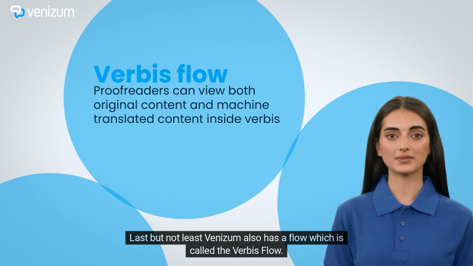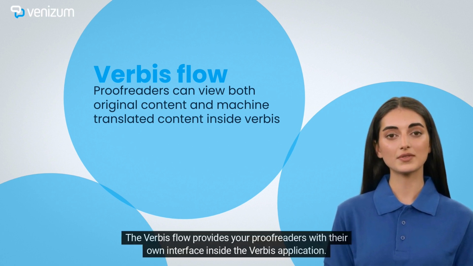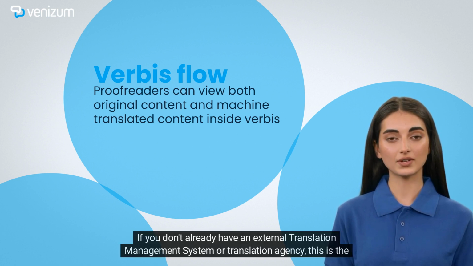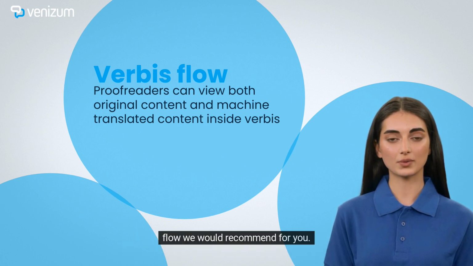Last but not least, Venizum also has a flow which is called the Verbis flow. The Verbis flow provides your proofreaders with their own interface inside the Verbis application. If you don't already have an external translation management system or translation agency, this is the flow we would recommend for you.